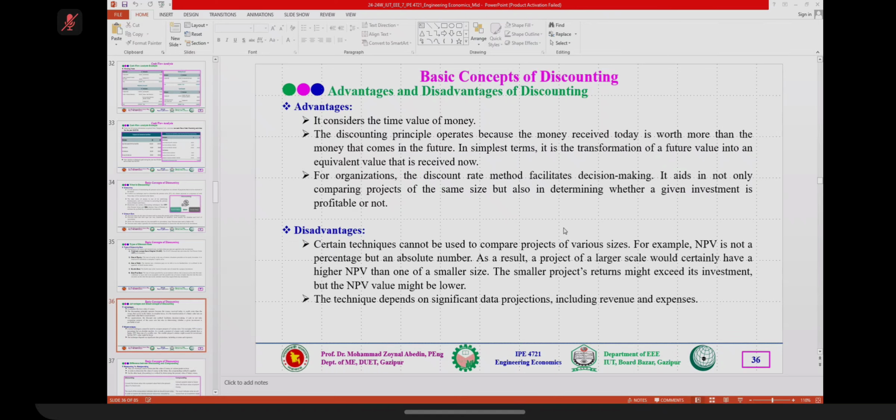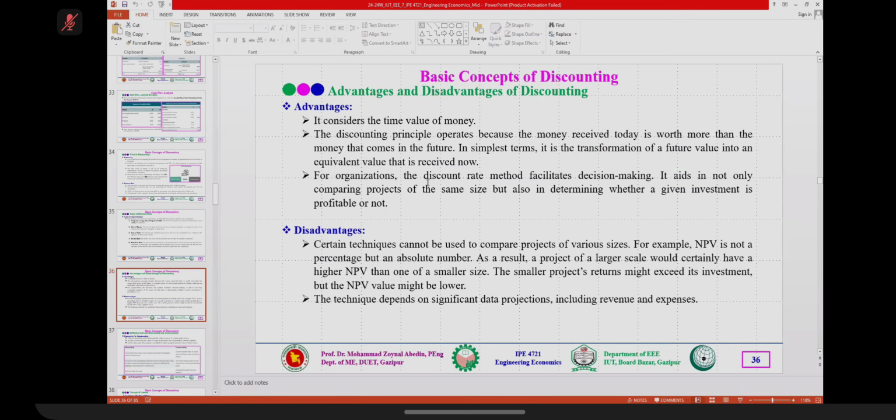So the smaller project's returns might exceed its investment, but the NPV value might be lower because with smaller projects there is a smaller risk, so the return will be higher than the cost or the investment, but the total net present value is not so high. The technique also depends on significant data projections, including revenue and expenses. So it can give you some projections, okay, not the accurate value. So these are a few disadvantages.